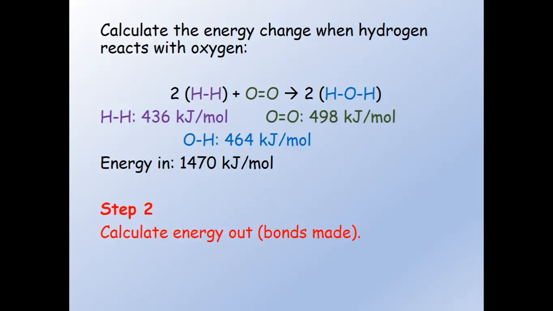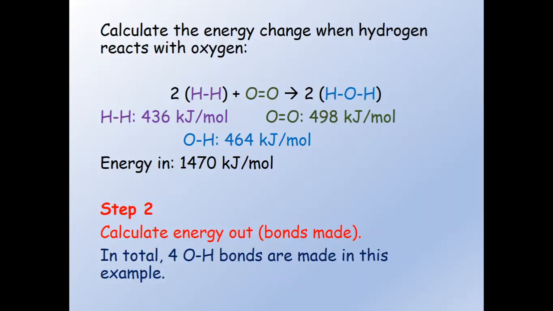Now step 2 is calculate energy out. So we have to calculate the energy of the bonds that are made. In total, 4 oxygen-hydrogen bonds are made in this example. This is because in each water molecule there are 2 oxygen-hydrogen bonds and we have 2 water molecules. So we get 4 in total.